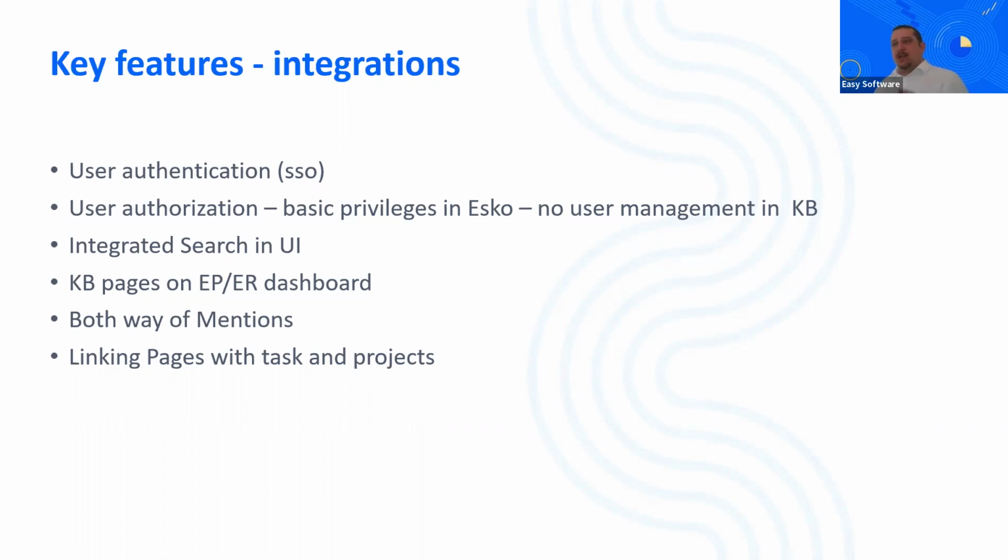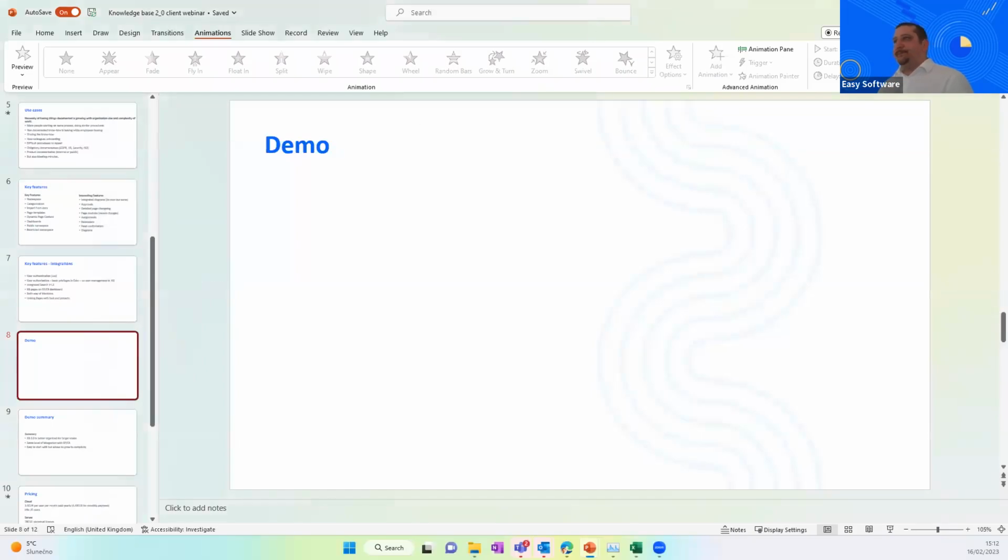We integrated the search. We allow mentions from both sides, and actually my favorite feature, which I'm going to show you, is how the pages of the articles are accessible, or visible, directly in Easy Redmine. All right, that's about this, and let's go to the demo.